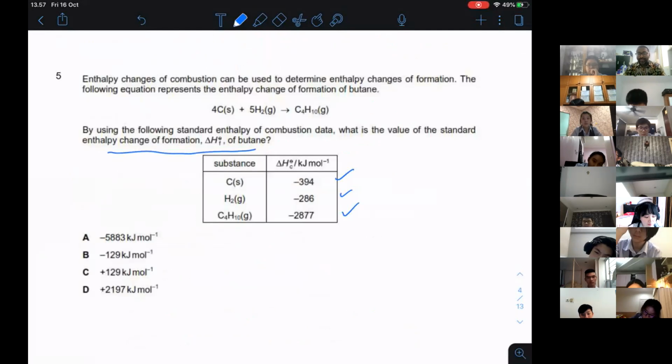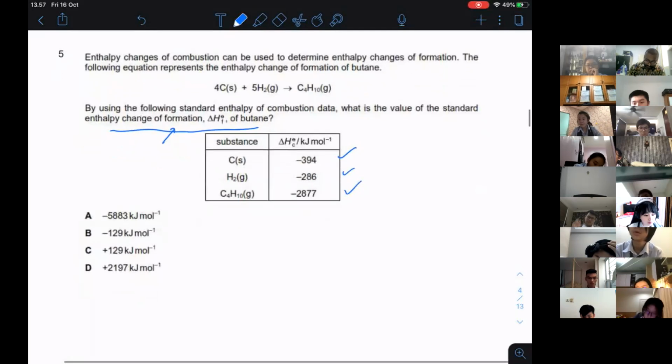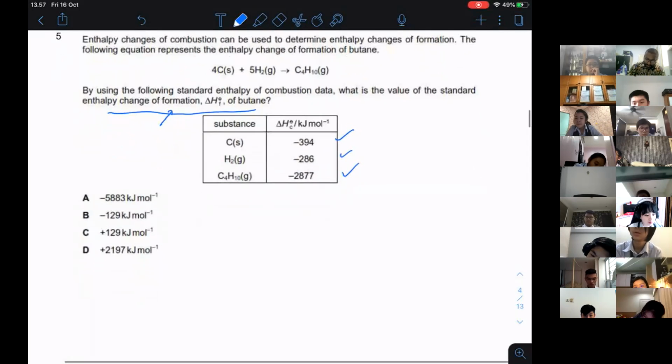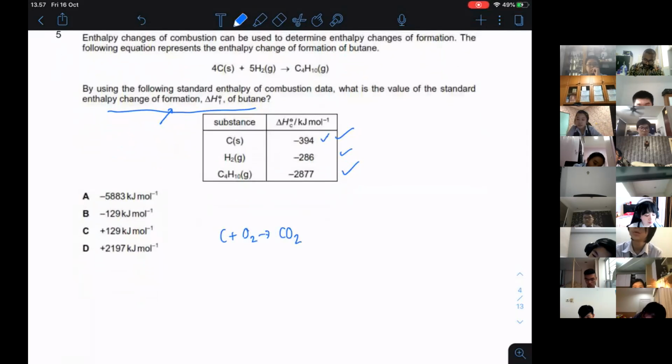For combustion, I prefer to use the equation. It's much faster, rearranging the equation. Not just because I need to calculate formation. If you are given the formation data, then it's easier to use the previous method. But for this, I will tell you the best method. Carbon plus oxygen is going to be carbon dioxide. It's given combustion, you just put negative 394. You write down the equation for combustion of hydrogen, so you are going to get water.